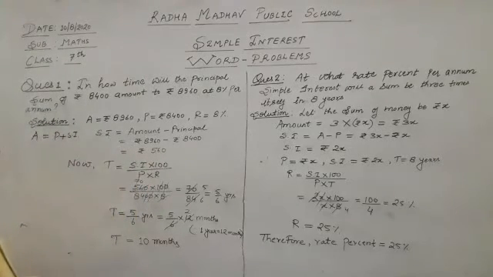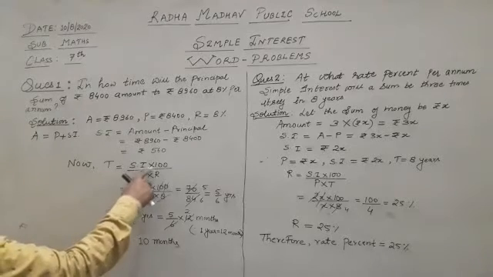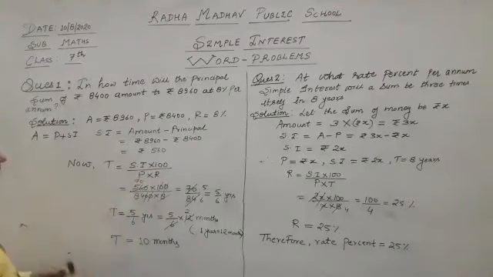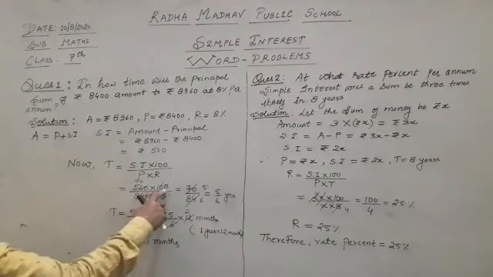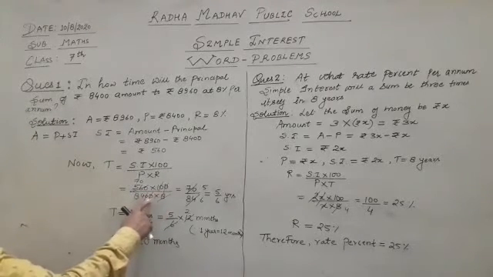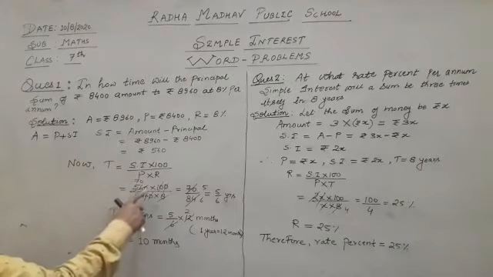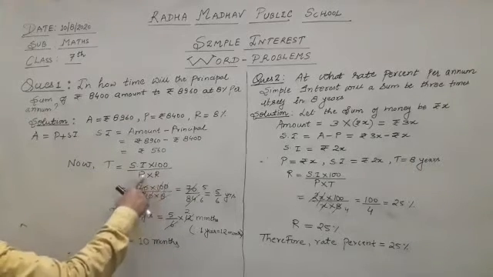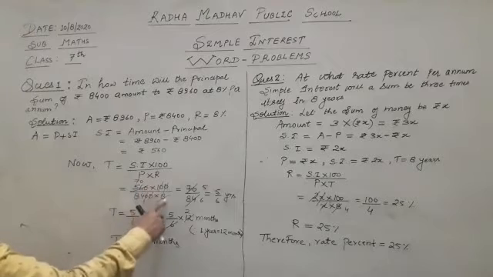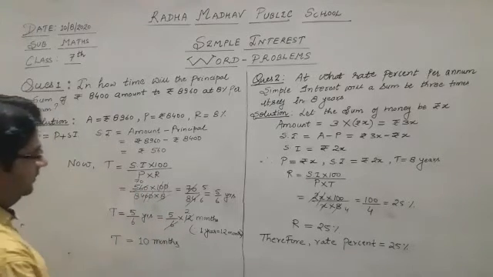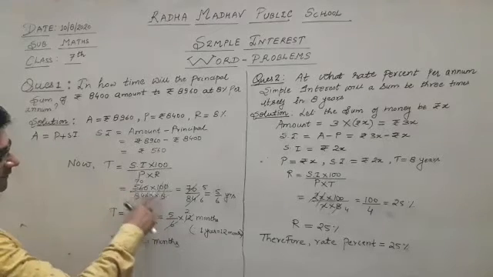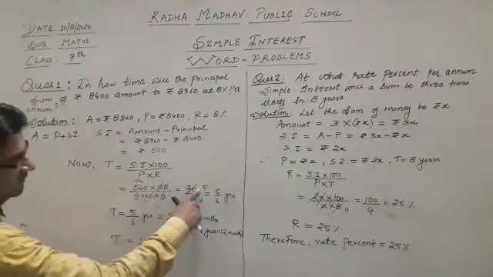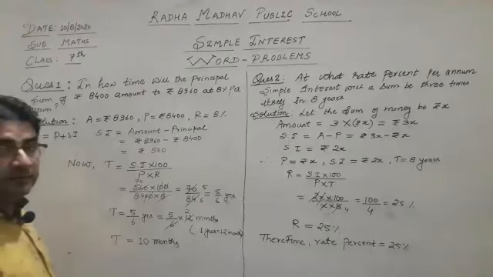So the formula of time is equal to SI into 100 upon P into R. Putting all the values in this formula, we get 560 into 100 upon 8,400 into 8. Okay, this is SI and this is 100, P is 8,400, R is 8%. So now cancelling these zeros and dividing 560 by 8, we get 70 upon 84. 70 upon 84 is also divided by 14.